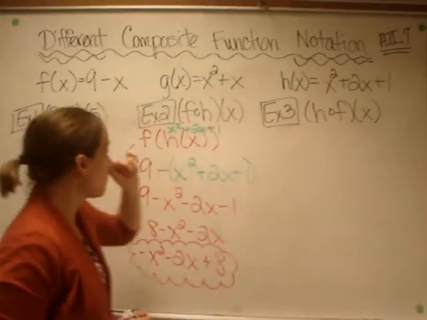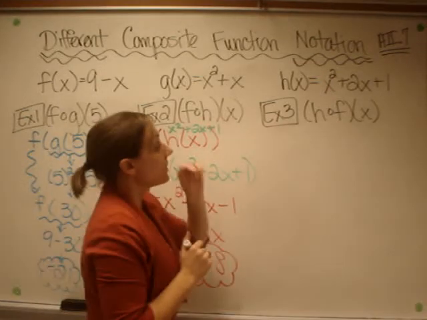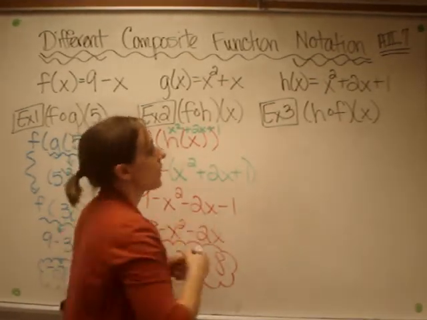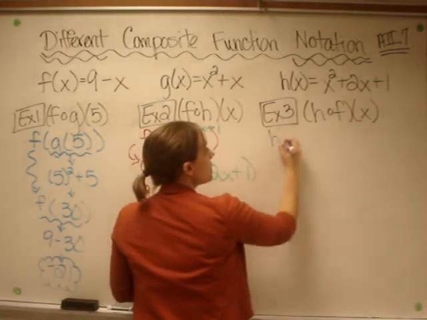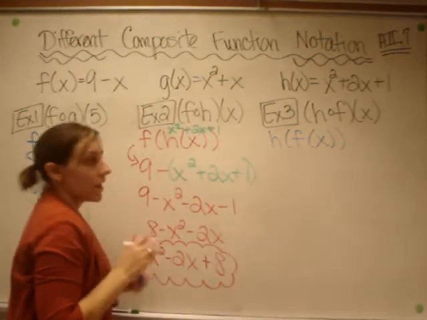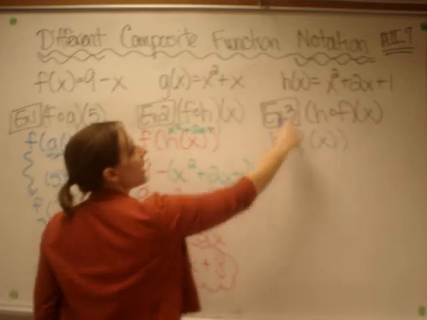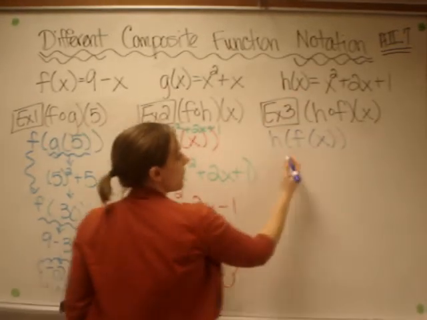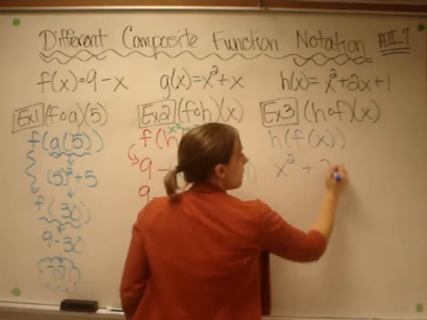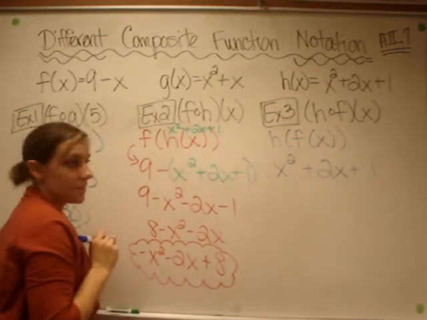All right, the last one is going to take us just a tiny step further. We're still putting one function into the other function like we did here, but in this case, it's got some squaring, so we have to remind ourselves, how do we square stuff? So this is h of f of x, which means that whatever f of x is, we're going to put it inside the h function. So the h function is x squared plus 2x plus 1.